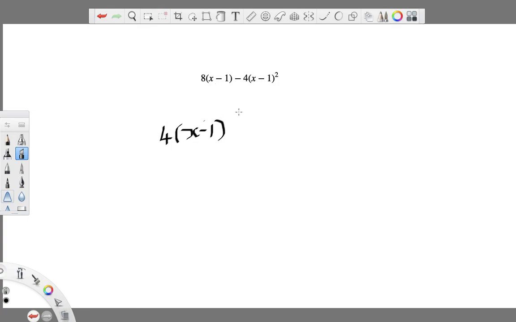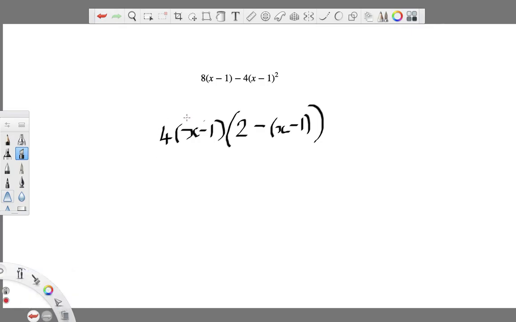Then again, we set up our big bracket. So each time you should be getting a big bracket. To get that first term, we need a 2 here. And then to get this outside term, well, we need a minus. And then we've already got the 4, so we don't need a number there. So we just need the bracket, so the x minus 1. Like so.